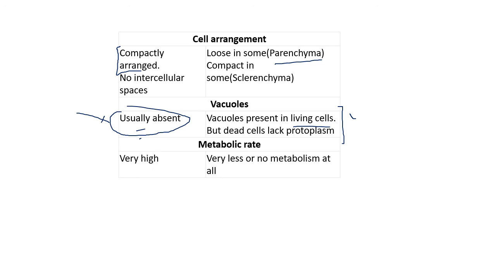So the metabolic rate is very high in case of the meristematic cells, because different processes are taking place inside the cell. As I already told you, replication, transcription, translation, all these processes are taking place inside the dividing cell. So as such, the metabolic rate is very high in case of the meristematic cells, while in case of the permanent tissues it may be completely absent when the cell is dead, or much lower as compared to the meristematic cells in case of the living permanent tissues.